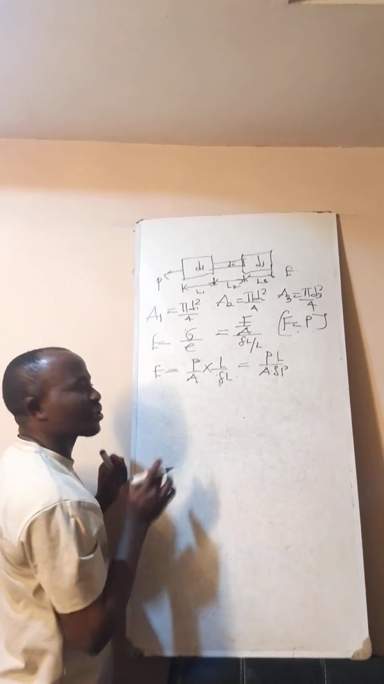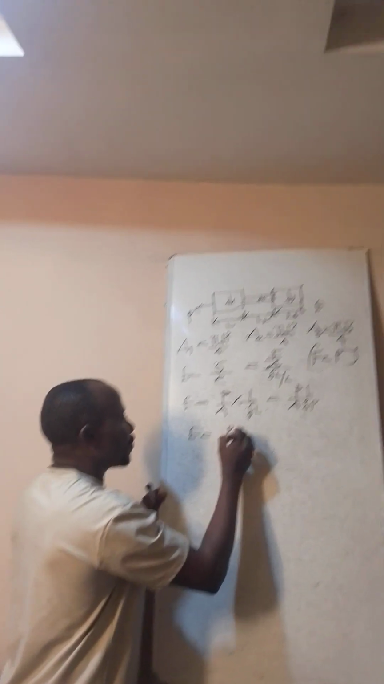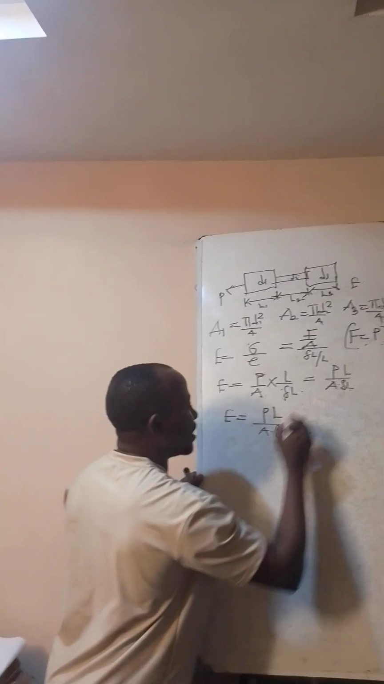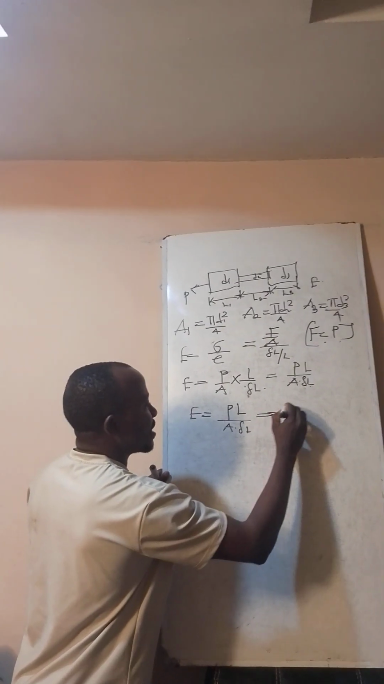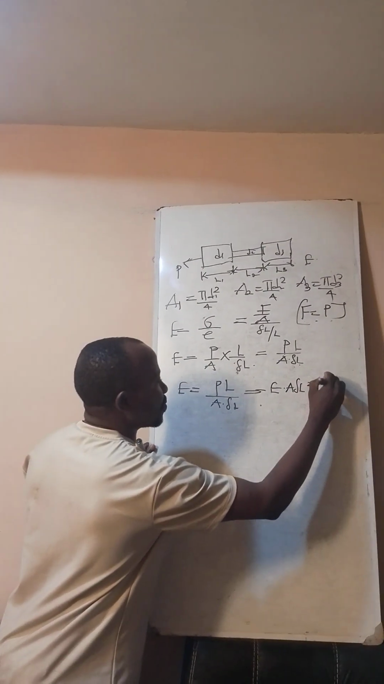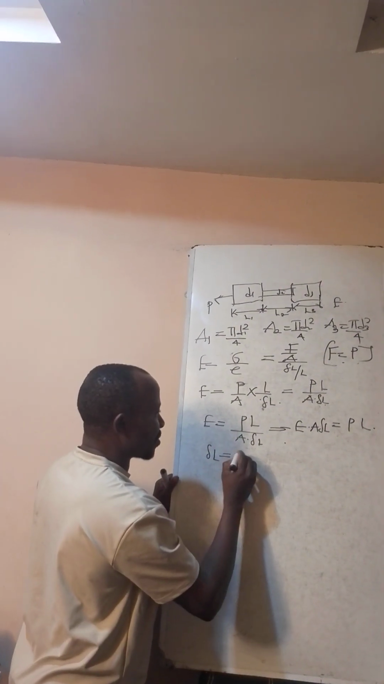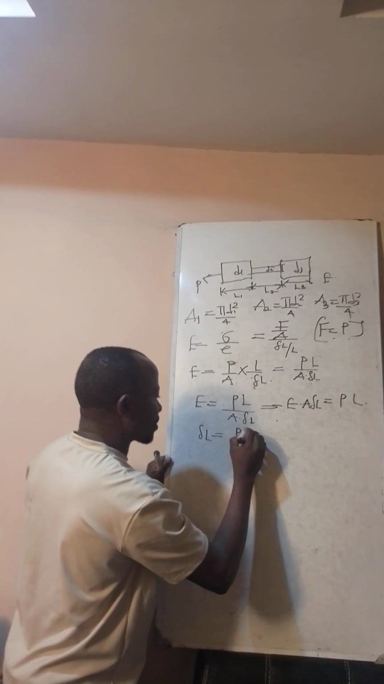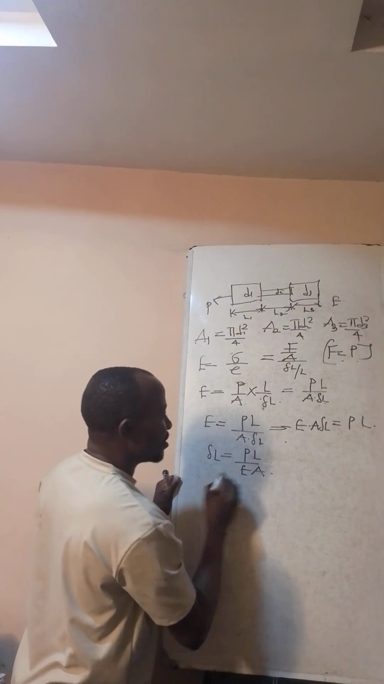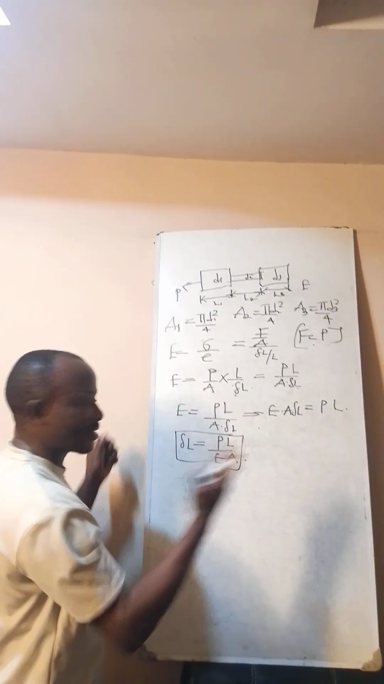But we are looking for the total extension. So from this relationship, we have Young modulus, which is force times length all over area times change in length, which is the same as Young modulus times area times change in length equals PL. So my change in length, which is the total extension, will now become force times length all over Young modulus times area. So this is a formula to calculate the change in length of the steel bars.